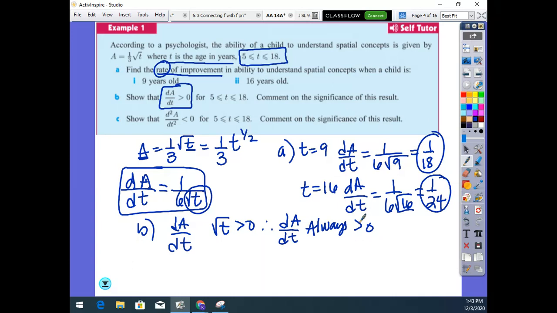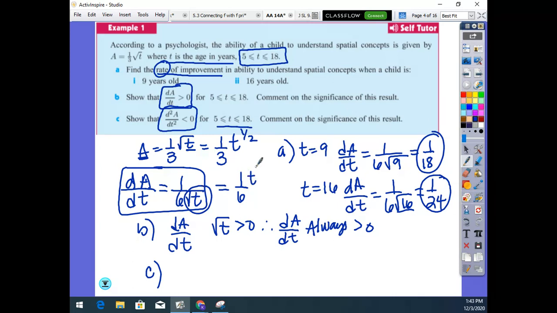Now, letter C says show that the second derivative is always negative on this interval. So then we have to take the second derivative. I'm going to rewrite this first derivative, 1/6. Well, this would be t to the 1/2 in the bottom, so I'm going to move it up. So that's t to the negative 1/2. Then I can take the derivative. Sometimes this notation messes with people, so just look at it and copy it down. It just means the second derivative.